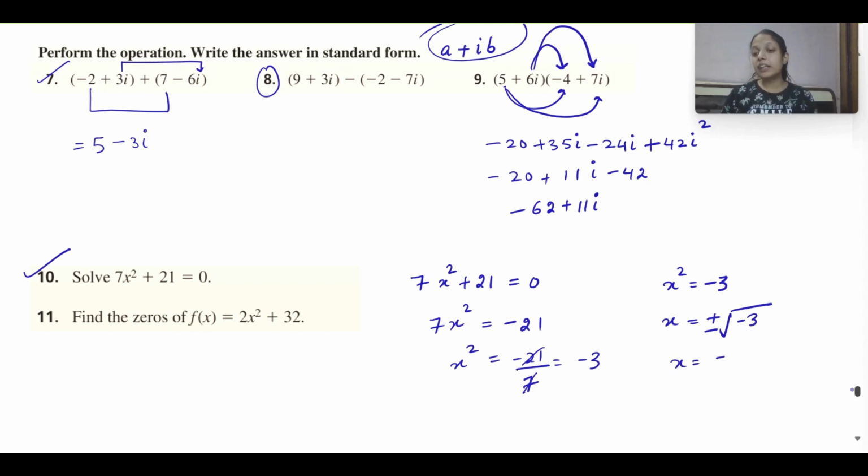Whenever you have a square root of a negative term and you are going to remove it, i will be there. It will be replaced with i and the square root of 3 as it is. So you have two answers, x equals root 3 i and negative root 3 i. This negative is not this one. The negative inside the root converts into i. Okay? So try question number 11 yourself.